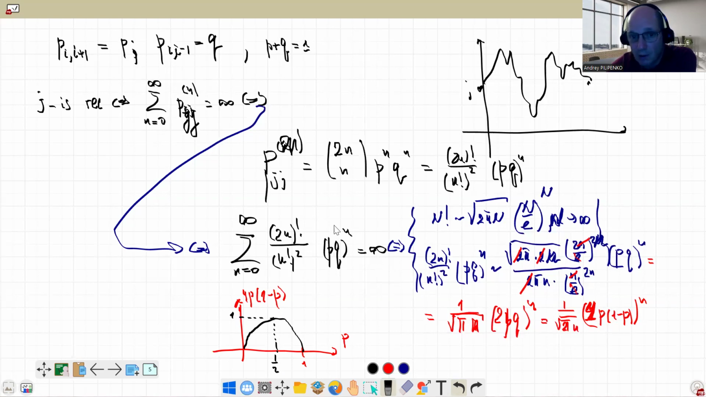And we see that this series is divergent if and only if p is 1/2, and then we have the series 1 over square root of pi n, which is divergent. If p is not 1/2, then the series is convergent. And we got a well-known result that this series is divergent if and only if p is 1/2.